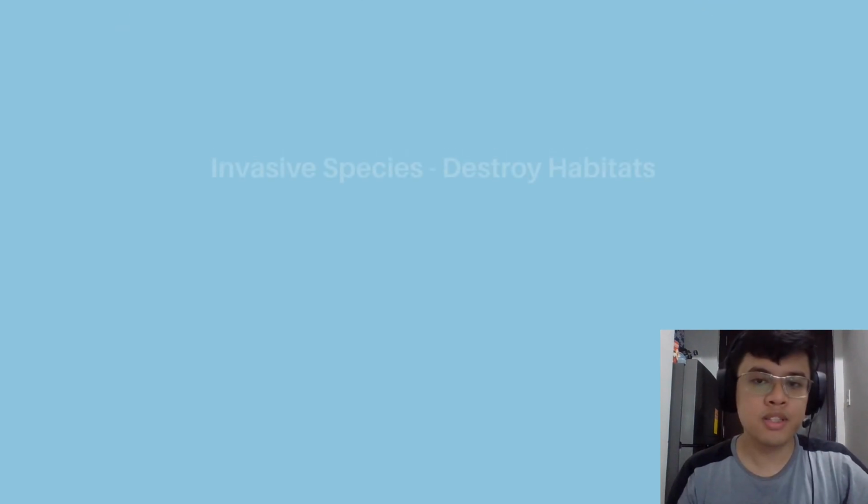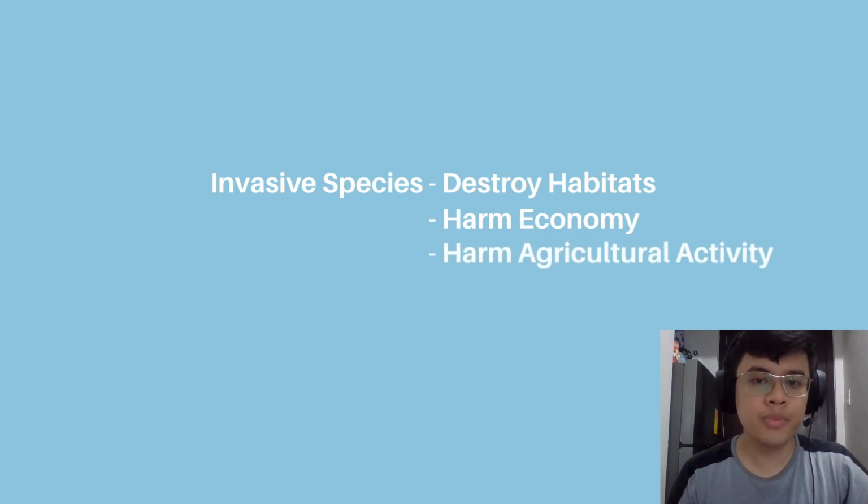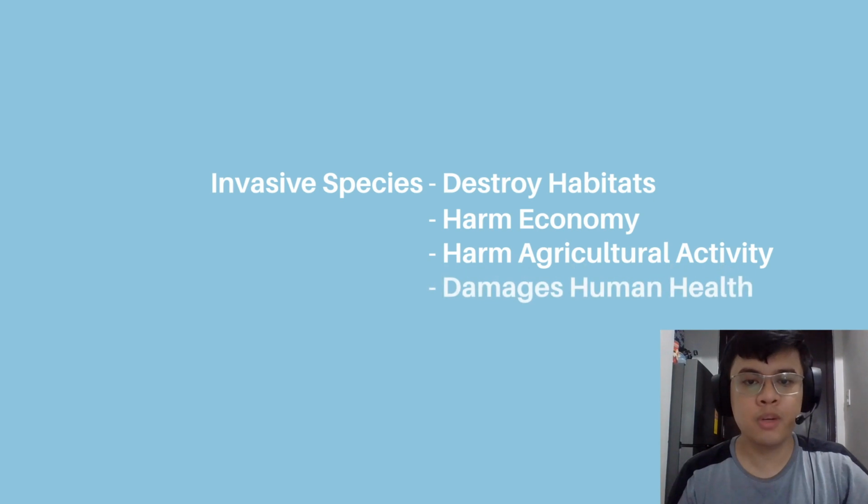Many invasive species destroy habitat, the place where other plants and animals live. Some invasive species cause great harm to both economic and agricultural productivity. Invasive species can also have severe impacts on human health, serving as carriers for human diseases and being poisonous or caustic to humans.